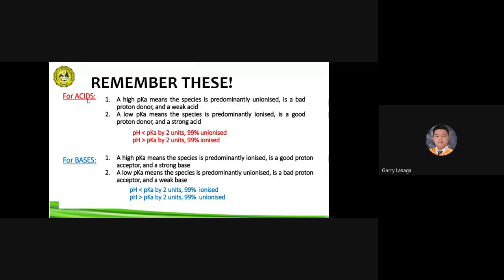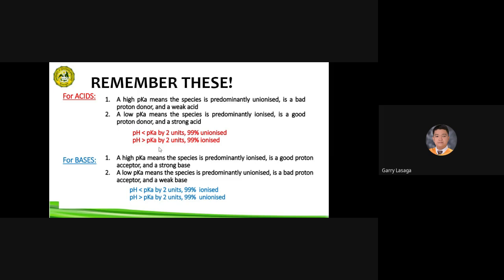A low pKa value for an acid means that the acid is predominantly ionized. So when the pKa value is lower, the drug is predominantly ionized, and this is a good proton donor, and it is a strong acid. For a pKa, when the pH is less than the pKa by 2 units, the acid is considered to be 99% unionized. When the pH of the environment is greater than the pKa by 2 units, the acidic drug is considered to be 99% ionized.